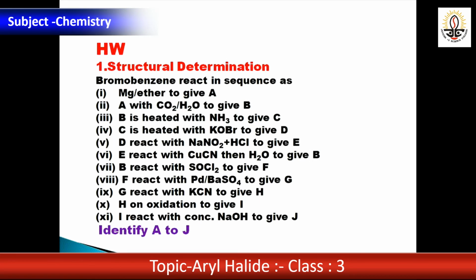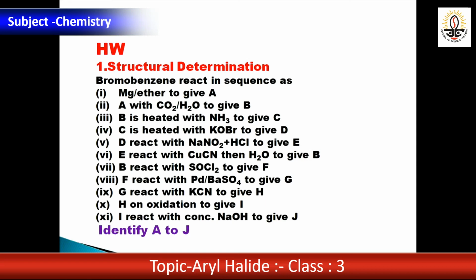And at the last, I will write down one homework. One homework is given, structural determination, identify A to J. The question is that bromobenzene reacts in sequence. Magnesium in presence of ether gives A. A undergoes carboxylation to give B. B then reacts with ammonia to give C. C on treatment with potassium hypobromite, that is the Hofmann bromamide reaction, gives D.